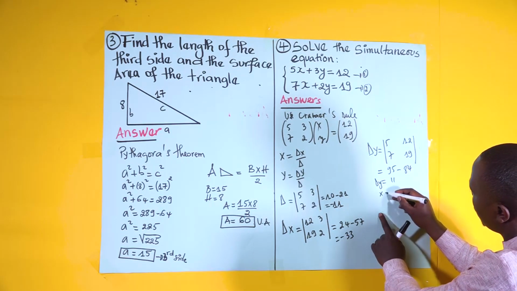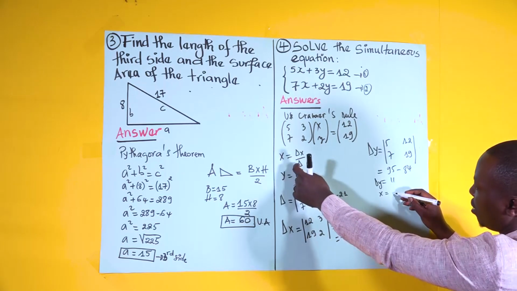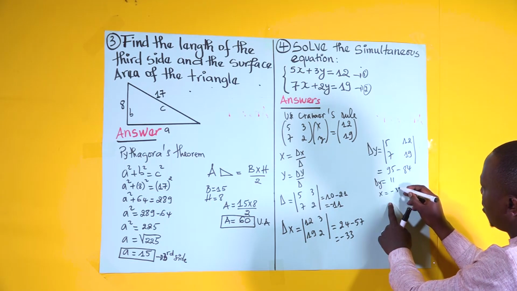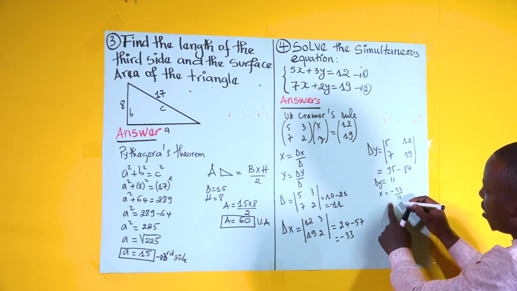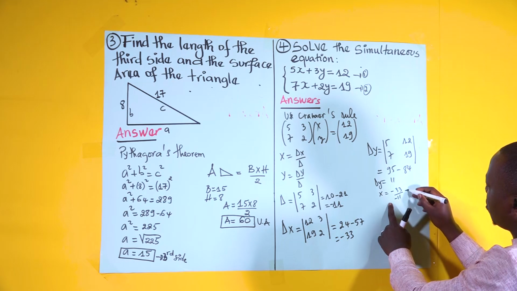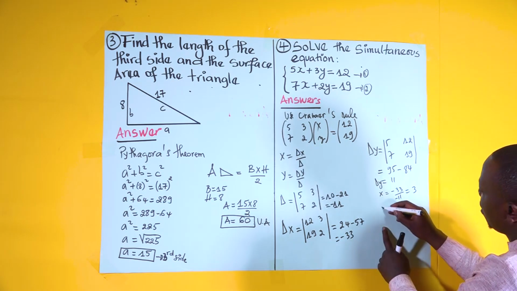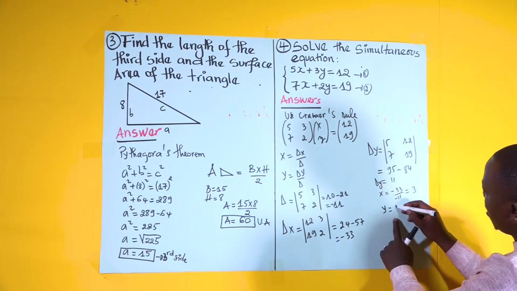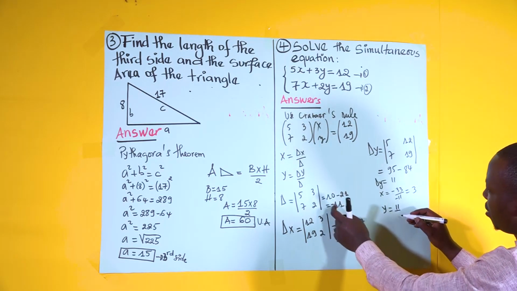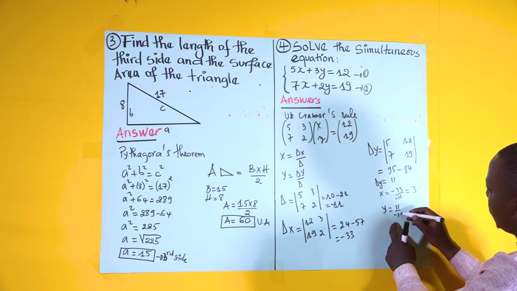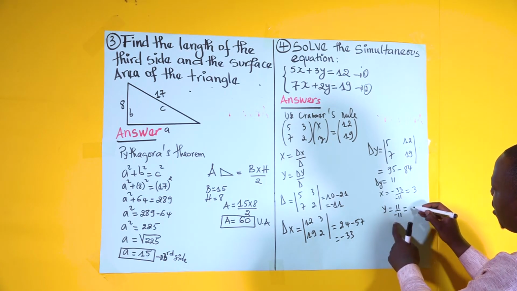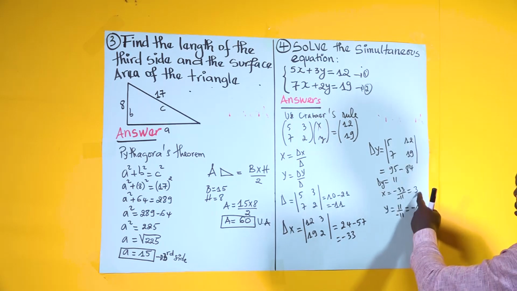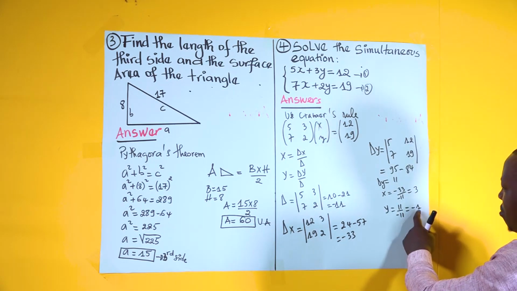So x equals the determinant of x over the determinant. It is negative 33 over 11. That has which sign? Negative. So the answer is 3. For y, the determinant for y is 11 divided by negative 11, which is the determinant. So the answer here is negative 1. The value of x here is 3. The value of y is negative 1.